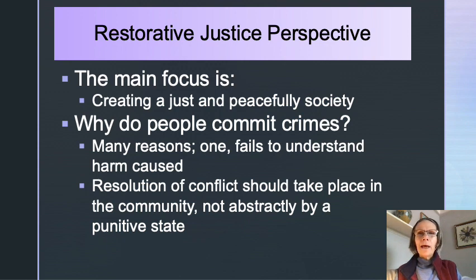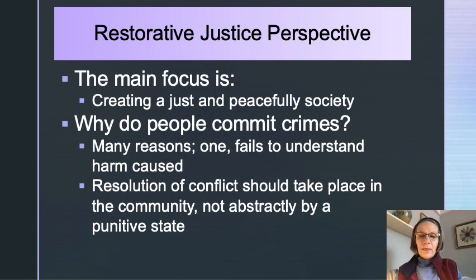Oftentimes it is an institution that is meting out justice, the criminal justice institution, right? The judge, a courtroom. The offender can be abstracted from the harm. They never see the harm that they do. They don't see that when you killed somebody, this is the impact it had on the family. When you assaulted somebody, this is the impact it had on their body, their ability to do their job, and the ability to parent, right? Offenders are often disconnected from the harm that they do, and the restorative justice perspective wants to address that.